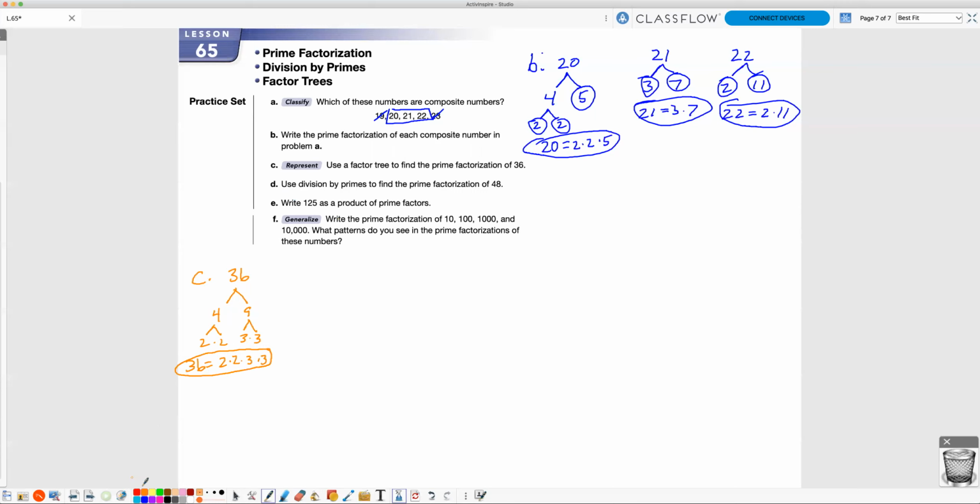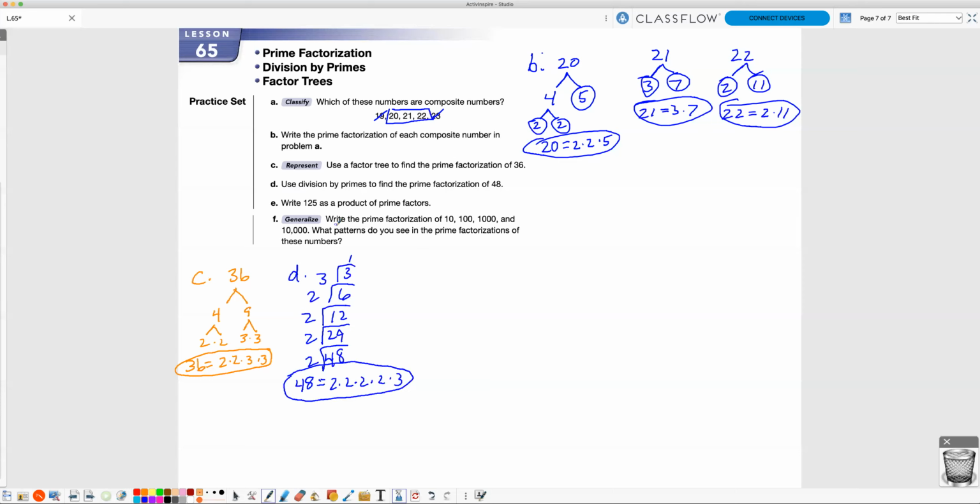Letter D, use division by primes to find the prime factorization of 48. So for letter D, start with 48 divided by 2 would be 24. 24 divided by 2 would be 12. 12 divided by 2 would be 6. 6 divided by 2 would be 3. And 3 can be divisible by 3, which equals 1. My prime factorization of 48 is 2 times 2 times 2 times 2 times 3. 1, 2, 3, 4 of them, and then that final one right there.